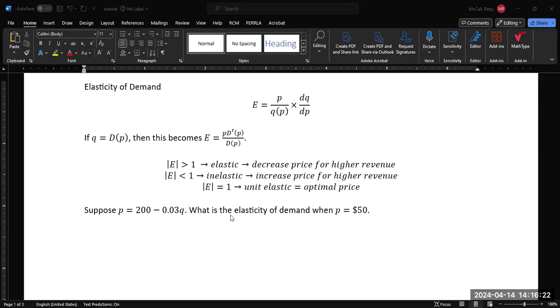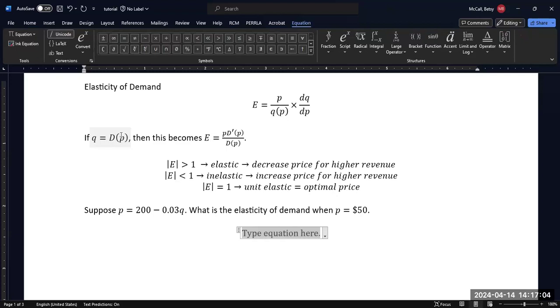Now, let's look at a specific example and actually go through this and then interpret it according to our rule here. So here we're given a price. The price is equal to 200 minus 0.03 Q. And we want to know what the elasticity of demand is when the price is equal to $50. Now, in this kind of problem, you're given the price in terms of Q and not the Q in terms of price. So we're going to have to do a little bit of algebra. In some problems, you will be given the demand equation Q in terms of P explicitly, and so then you don't have to do this. But occasionally you do get it in this form.